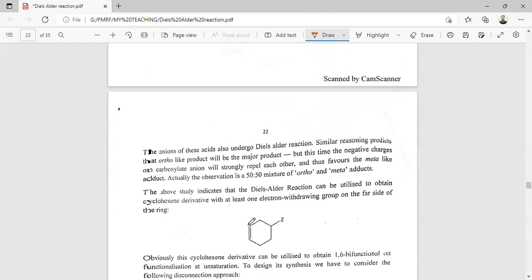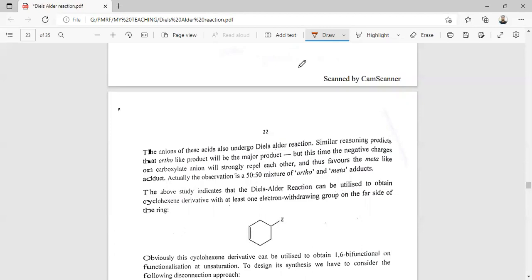So the anions of this acid also undergo the Diels Alder reaction. Similar reasoning predicts that the ortho-like product will be the major product, but this time the negative charges on the carboxylate anion will strongly repel each other. Thus it is reversed with the meta attack. Actually, the observation is 50-50 in favor of the ortho and meta products.